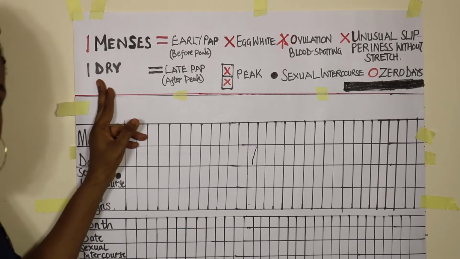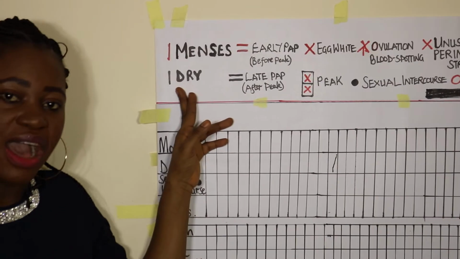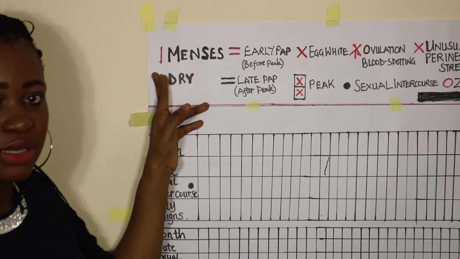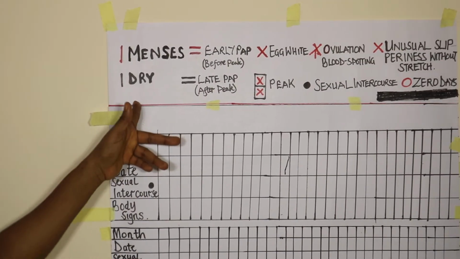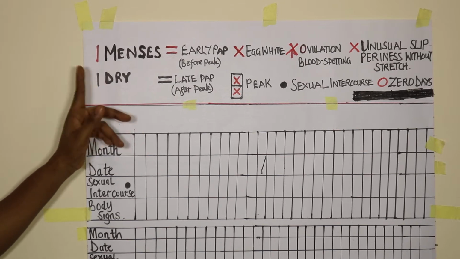And then you have the dry days. The dry days are the days after your ovulation that you wake up and then nothing comes, no mucus comes out of your vagina. It's a black or blue stroke down.